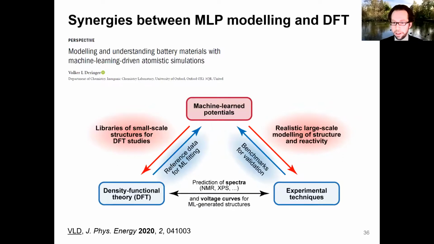And finally, you could say, if you have this bridging between the methods and you have the ML potential as one part of this ecosystem, you might end up making closer connections between DFT and the experiments themselves. For example, by predicting electronic spectra or the voltage curves that I've just shown you.